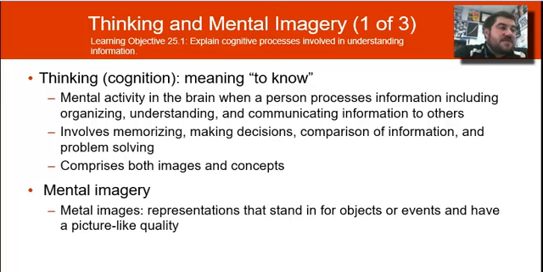Mental images are representations that stand in for objects and events that have a picture-like quality. If I say the word horse, do you think of the word horse, or do you think of a picture of a horse? Most of you would think of a picture of a horse, maybe with some other things in a field where you would normally see a horse, or in a stable. There are other things associated with the horse.